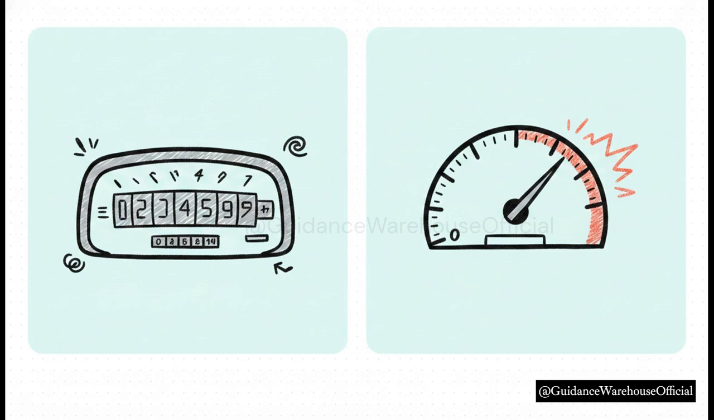But your velocity, which is the derivative of position, s prime of t, that is your speedometer. It totally ignores your total trip. It only tells you exactly how fast your position is changing the exact second you glance down at the dashboard.